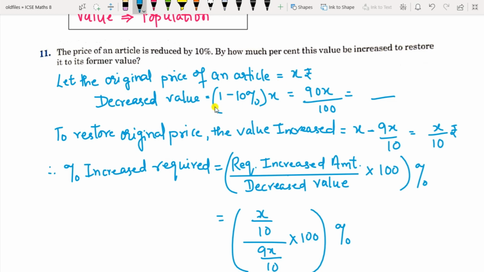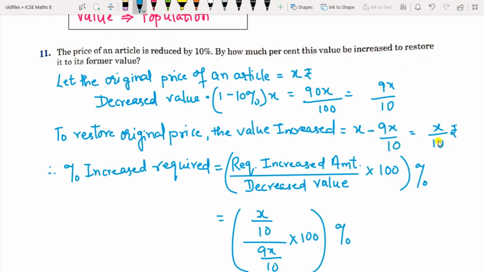So it becomes x minus 10x upon 100. If you take x common, it becomes (1 minus 10%) of x, that means 90x by 100. So it will be 9x by 10. This is the decreased value. Now we have to restore the original value, that is x only. So what is the difference between these two? x minus 9x by 10 gives you x by 10 rupees.